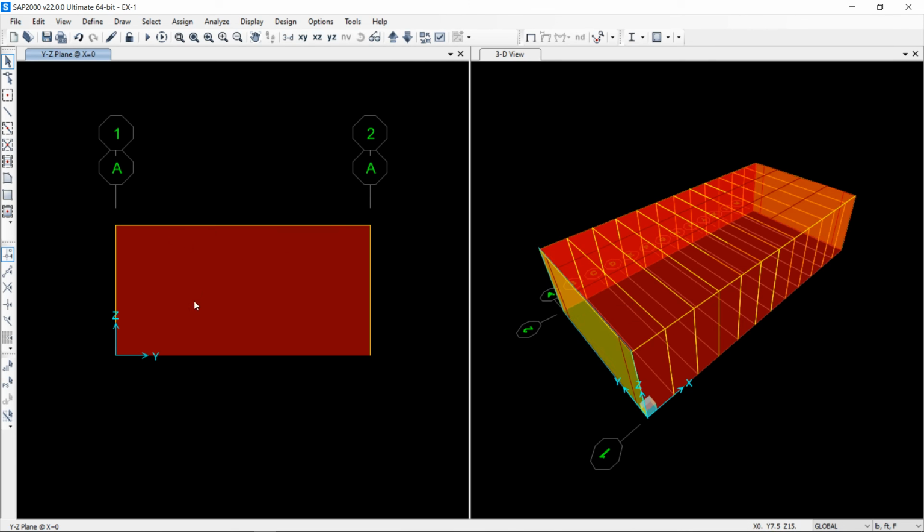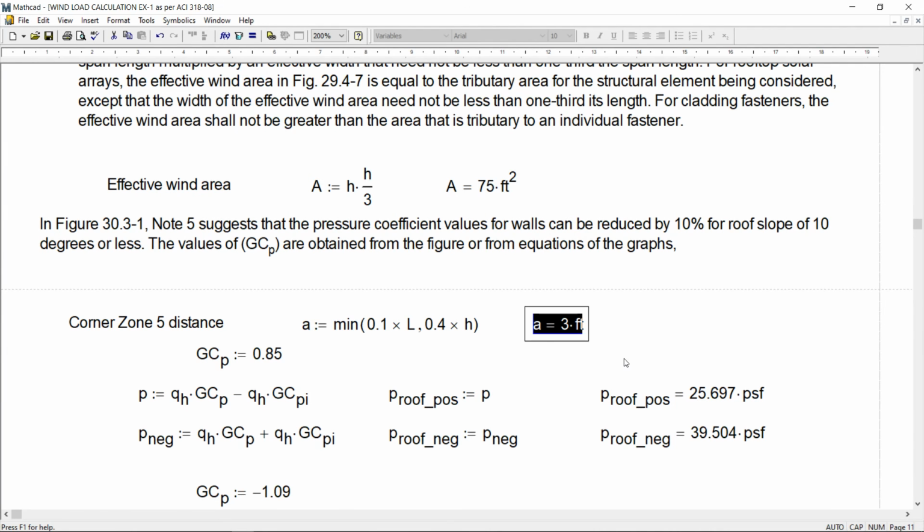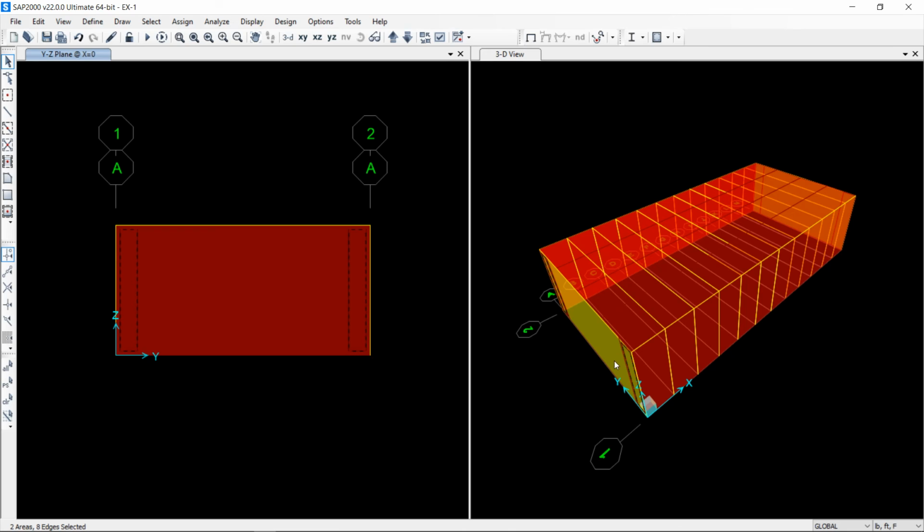Okay. So first these two areas, since there are no columns, we will just define simple load on these walls, and our load shows here 25.697. So on this face, this will be negative x direction.